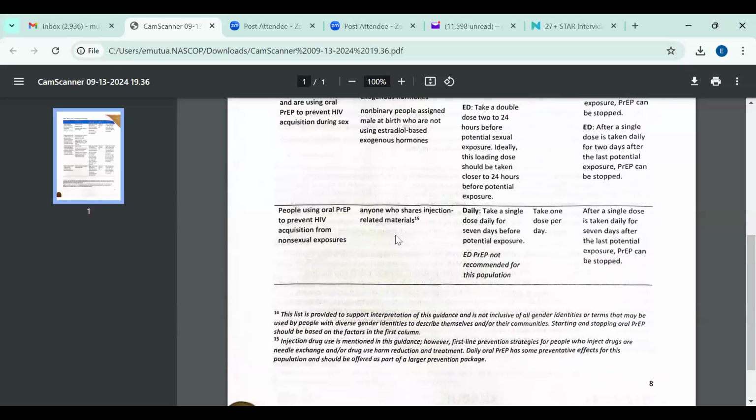Then the people using oral PrEP to prevent HIV acquisition from non-sexual exposures. So these are people who inject drugs. You take a single dose daily for 7 days before potential exposure. Then when can you stop? You can stop after a single dose is taken daily for 7 days after the last potential exposure. Then PrEP can be stopped. So event-driven PrEP is not indicated for this. Yeah, so that's what I can say, Dr. Ari, for that.